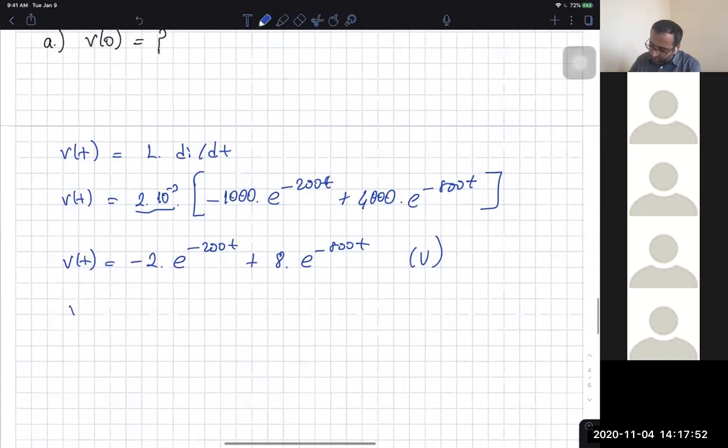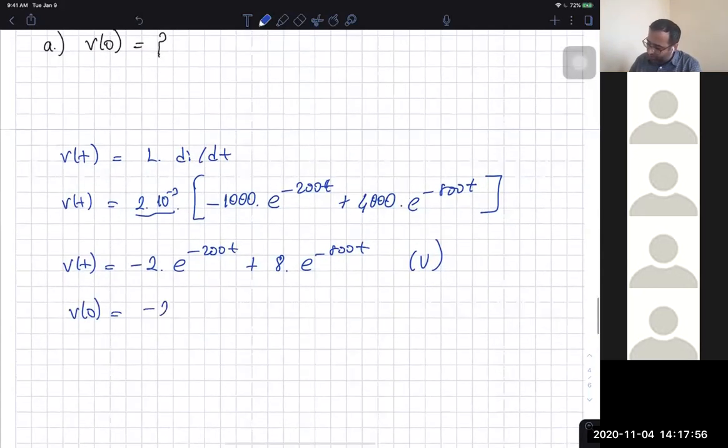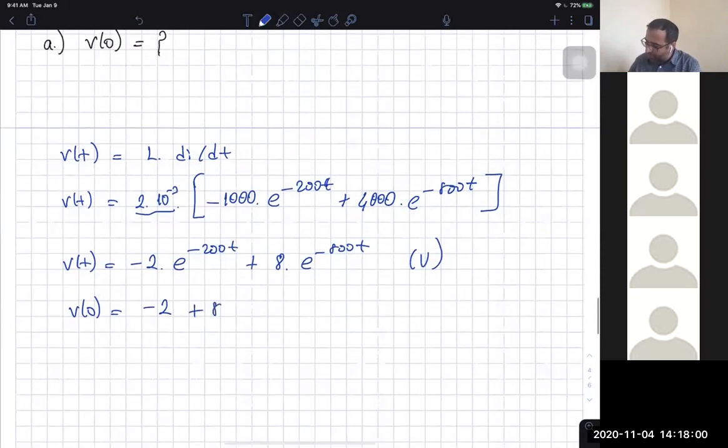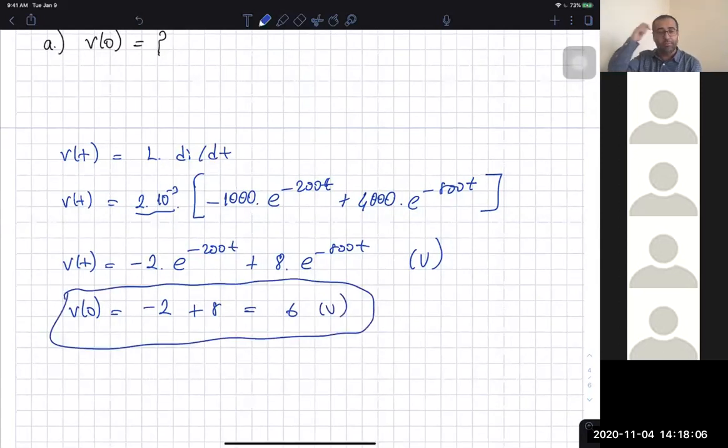So what is v of 0? The exponentials will be 1. So we will have minus 2 here, and then that will be 8. So this will be 6 volts, right? This is the solution for the first part of this question.